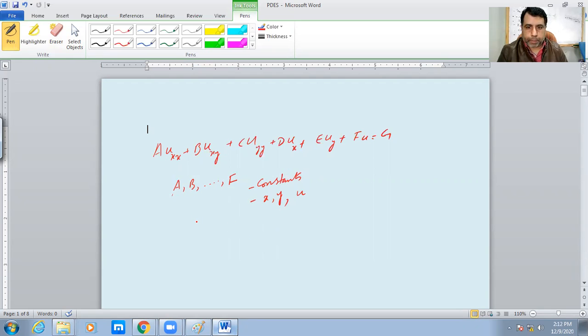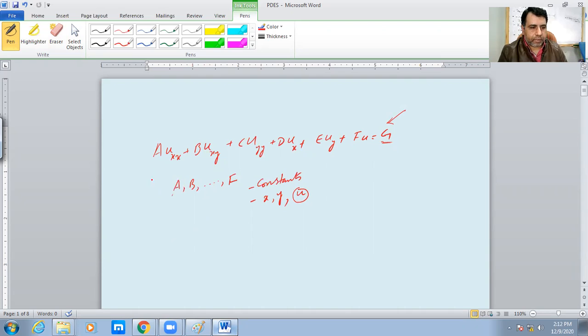So u is the dependent variable, that is the unknown. If the coefficients depend on u as well, then the equation is a non-linear partial differential equation. And I already told you if g is 0, then this is a homogeneous problem. If the source term g is non-zero, we say this is a non-homogeneous problem.